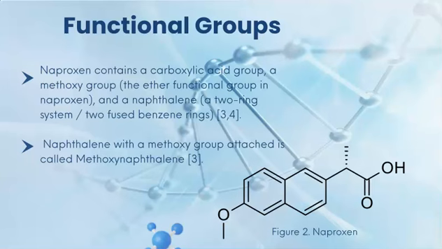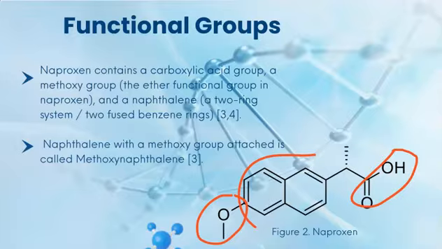Naproxen contains a carboxylic acid, a methoxy group, that's the ether group of the molecule, and naphthalene, a two-ring system, two benzene rings fused together. Looking at the molecule, we do see a carboxylic acid, we do see a methoxy group, and we do see a naphthalene group, two benzene rings. It was interesting to learn that naphthalene and methoxy group together form methoxynaphthalene.